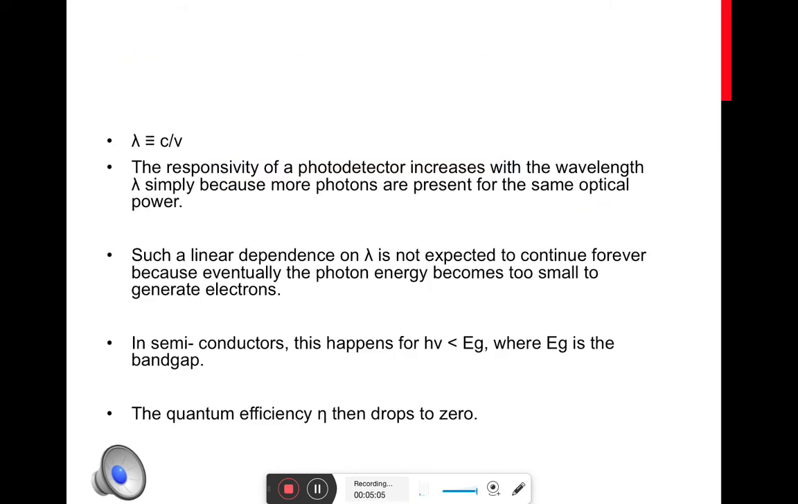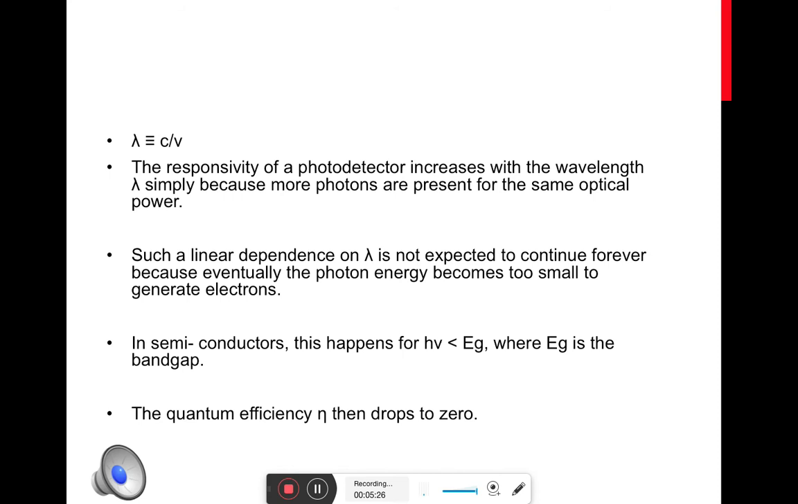So the responsivity of a photodetector, from the expression, we can see increases with the wavelength. Simply because the more the wavelength, the more photons are incident, the more the electric current, the photocurrent Ip, being produced. So there is a linear dependence on lambda with the generation of electrons.